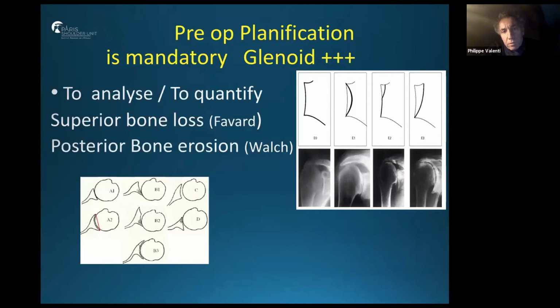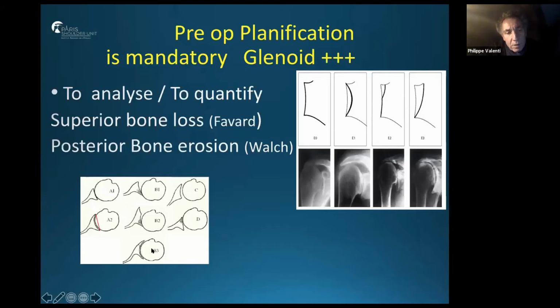So when we decide to do a reverse arthroplasty, it's very important to do preoperative planning, particularly for the glenoid. And you know this classification of Favard, E0, E1, E2, E3, where there is a superior erosion of the glenoid. It is very important to identify this deformity, because if you don't do a superior bone graft, you have a superior tilt and you have glenoid loosening. And it's very, very important to measure the deformity of the superior part of the glenoid.